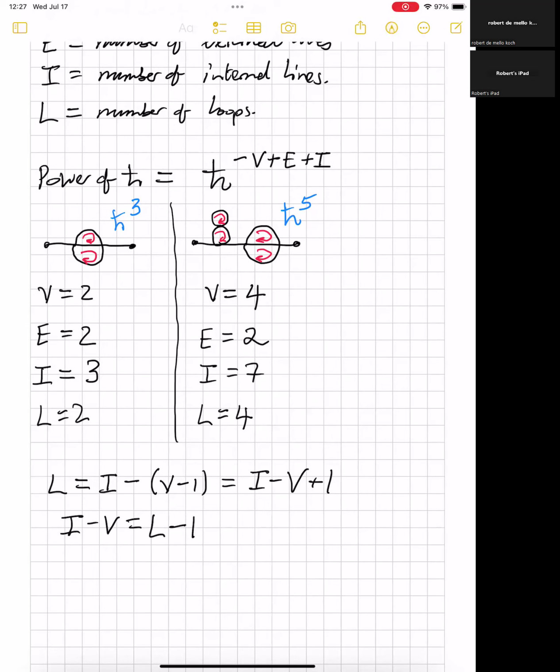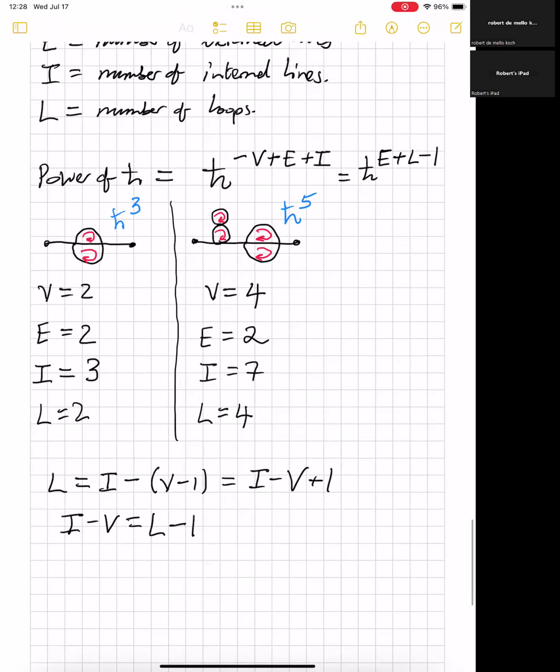Now, why is this interesting? Well, look back at the power of H bar that we got. What you can see is one of the quantities that appears is I minus V. So using the formula that I've just written down, we can also write the power of H bar as H bar to the E plus the number of loops minus 1. Okay, and why is this an interesting formula? Well, it certainly is an interesting formula.